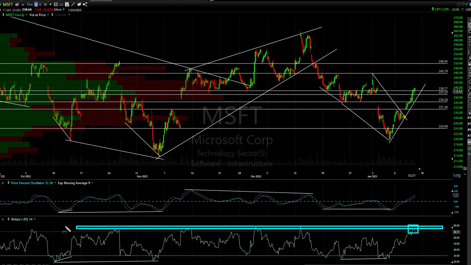You can see if I put a blue line there, that's the magic number on the RSI that says, look, when Microsoft gets to that level, it's overbought. And that's usually when you want to book profits on longs or start looking around for short entries. Circling all those highs that came with rallies up to that level in the RSI.